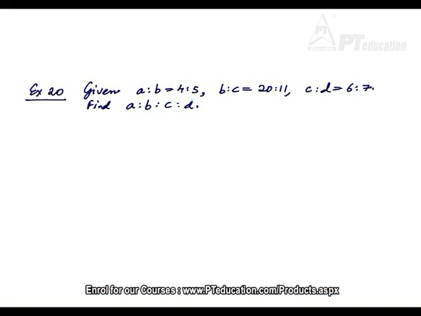Let's move on. Example 20 says, given A is to B is 4 is to 5, B is to C is 20 is to 11, and C is to D is 6 is to 7. Find the value of A is to B is to C is to D. So what trick will we use here? What method will we use here?